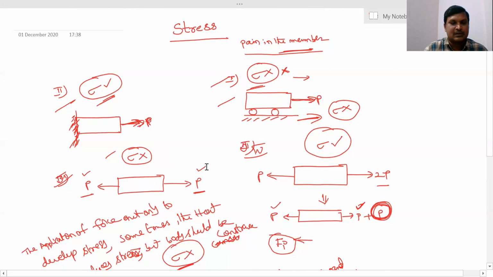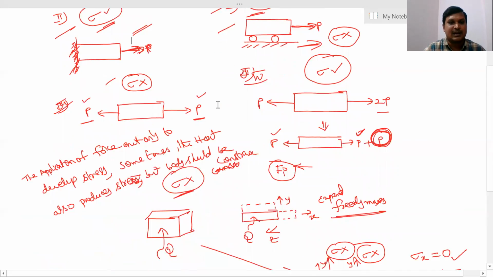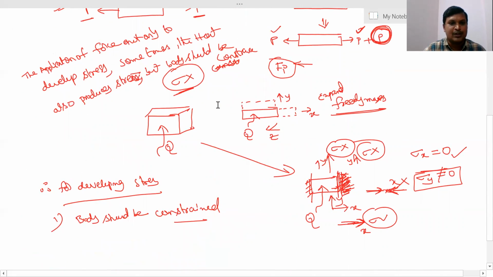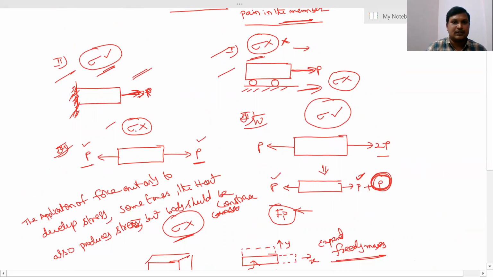In the second case only, the stress is developed. In the first case, no stress is developed. So from the first and second case, we can say that for developing a stress, the body should be constrained. Now the third and fourth cases: in the third case we are not providing any constraint, and in the fourth case also we are not providing a constraint. But in the third case no stress is developed, while in the fourth case a stress is developed. So even without constraining, a stress can develop in this case.